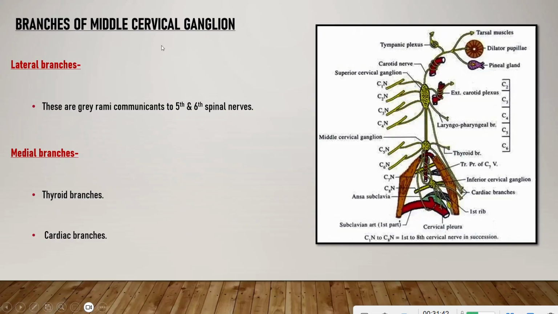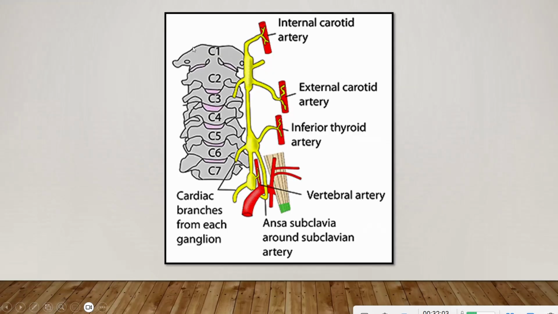What are the branches of the middle cervical ganglion? So here are the lateral branches, the same as the superior cervical ganglion. Here they will be giving the gray rami communicantes to the fifth and sixth spinal nerves. Then there are medial branches which will be going to the thyroid, and there are cardiac branches. Okay, so these are the branches from the middle cervical, and here you can see the superior cervical ganglion, middle cervical ganglion and inferior cervical ganglion. You can see the ansa subclavia.